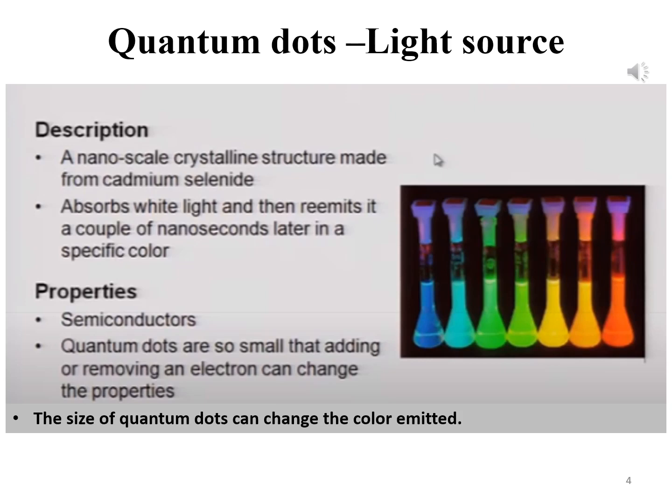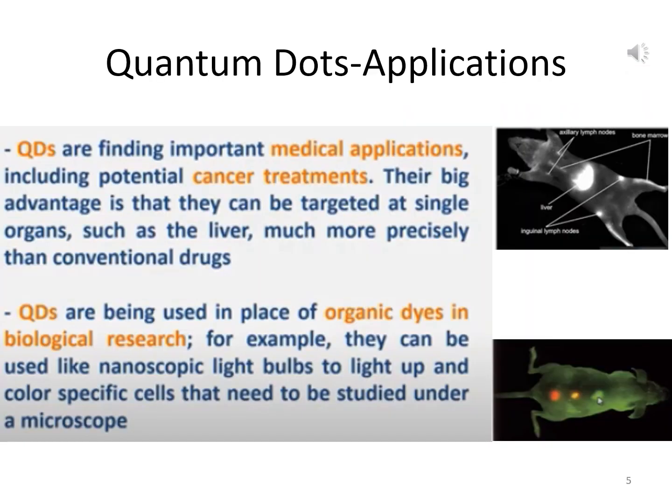So that's why they are a source of light. The size of the quantum dots can change the color that is emitted. This color change is due to the change in the size of the cadmium selenide semiconductor. So quantum dots have many applications related to their optical properties.